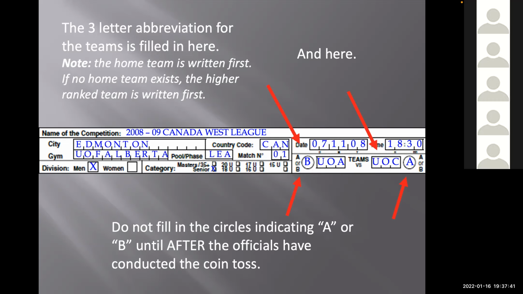Depending on protocols as we go forward, I feel there's going to be a high likelihood that we will not be changing sides. And so because of that, A and B may be known right away, but there's nothing wrong waiting until the referee tells you which side the teams are going to stay on.